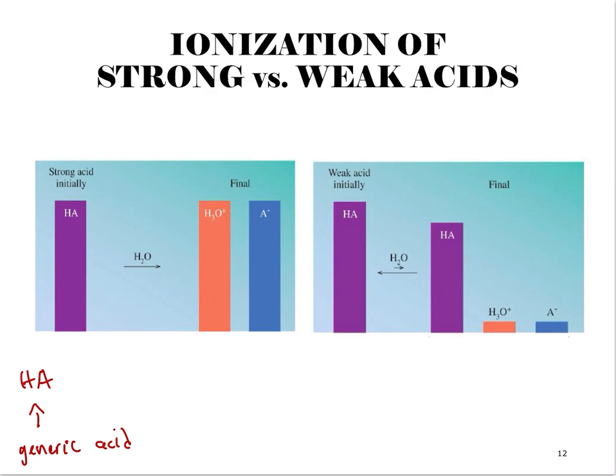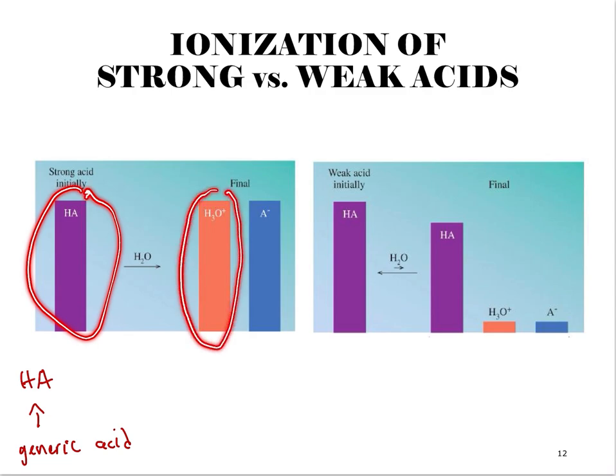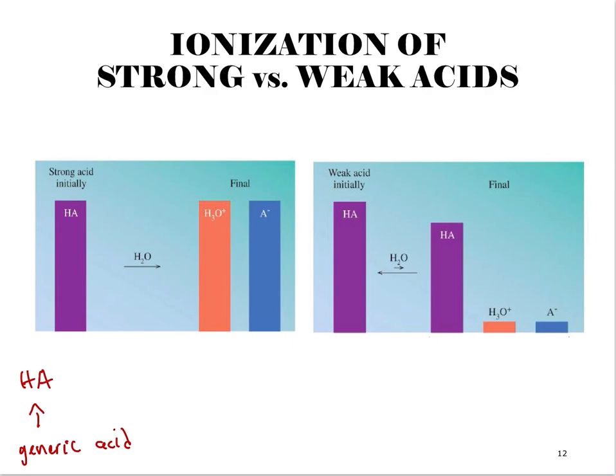In this example, this is a strong acid on the left-hand side. If we start off with HA, we end up with 100% of it being converted into H3O plus and A minus, right? So we have a 1-to-1 ratio. Every HA gets 1 H3O plus and 1 A minus, which is its conjugate base here. So this is A minus, the generic conjugate base.